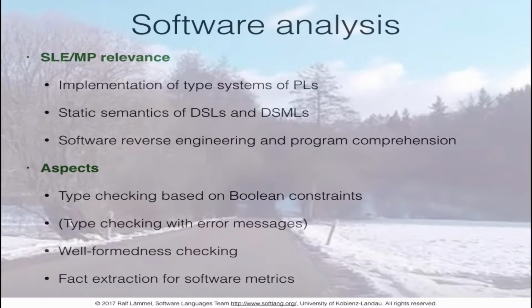So we are going to discuss some basic aspects here, namely type checking just based on Boolean constraints. We could also discuss type checking when we try to synthesize useful error messages. I skipped this here. And then some languages may not even have an interesting type system, but nevertheless we might need to check some sort of well-formedness. We also give an example of that. And as a very simple example of reverse engineering, let's do some fact extraction for software magic.